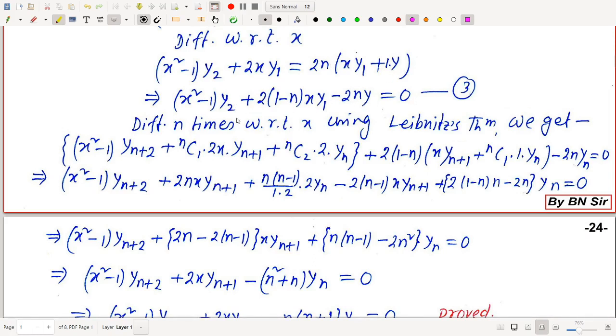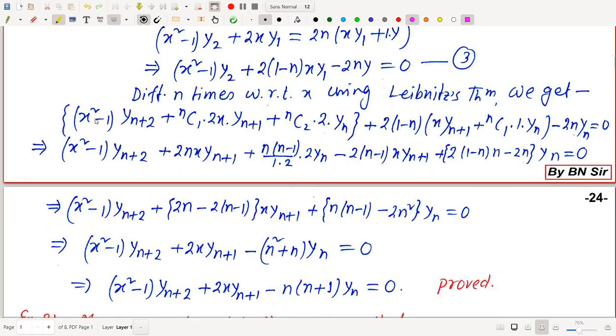Now this line we differentiate n times with respect to x, and using Leibniz theorem, what do we get? For (x² − 1) y2, by the u into v rule, we shall consider y2 as u and x² − 1 as v. So x² − 1 remains, and y2 will become y_{n+2}, the nth derivative of y2 is y_{n+2}.